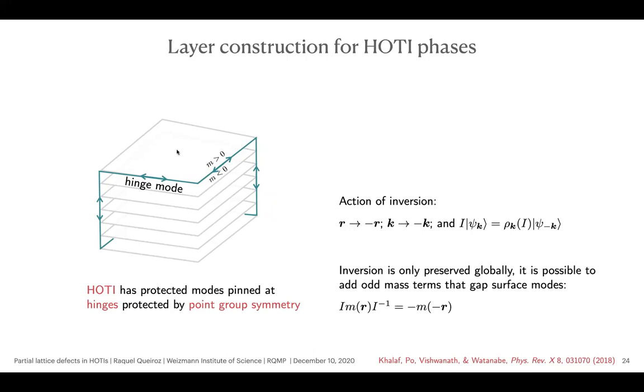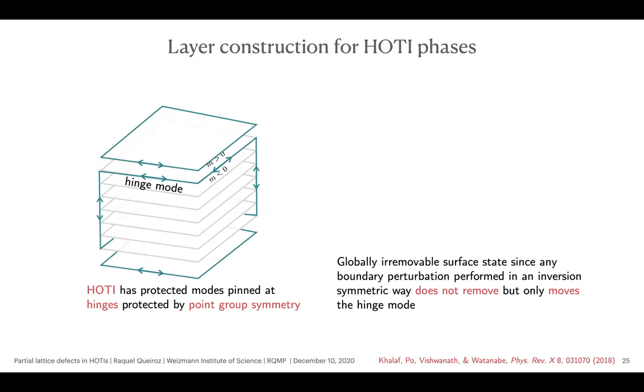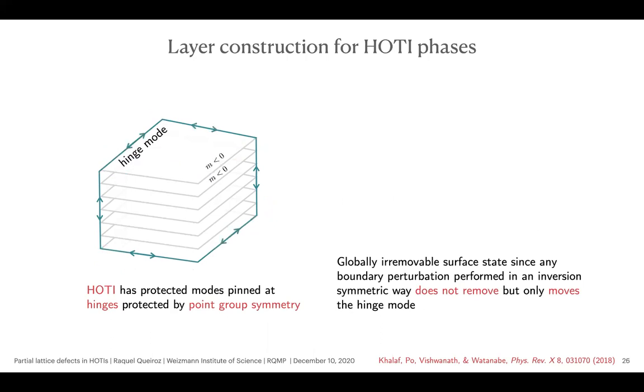And we can think about, for example, adding another topological insulator on top and another on the bottom. And the only thing that we managed to do is to move that hinge mode into the other hinge. So we know that this is a bulk invariant, that this has a bulk topology, because that boundary mode is completely removable by any transformation that preserves inversion symmetry.